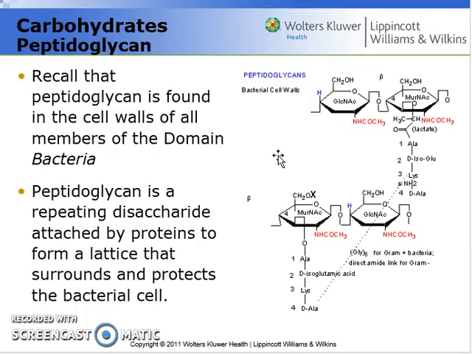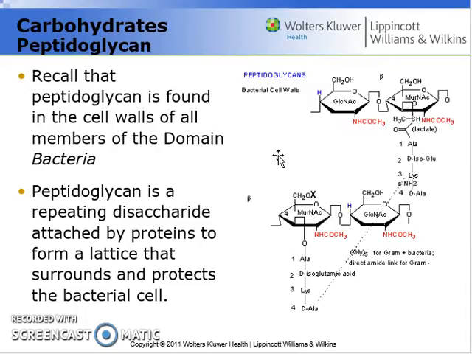And peptidoglycan is the formation of peptides, which are very small proteins, as well as glycan, which is essentially a carbohydrate, that are joined together. And the bacterial cell is surrounded by what's called a bacterial cell wall. And that cell wall is fortified or built using peptidoglycan.